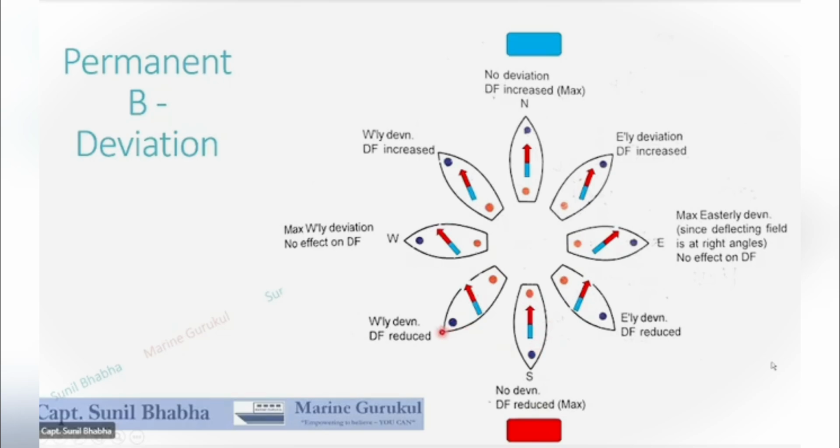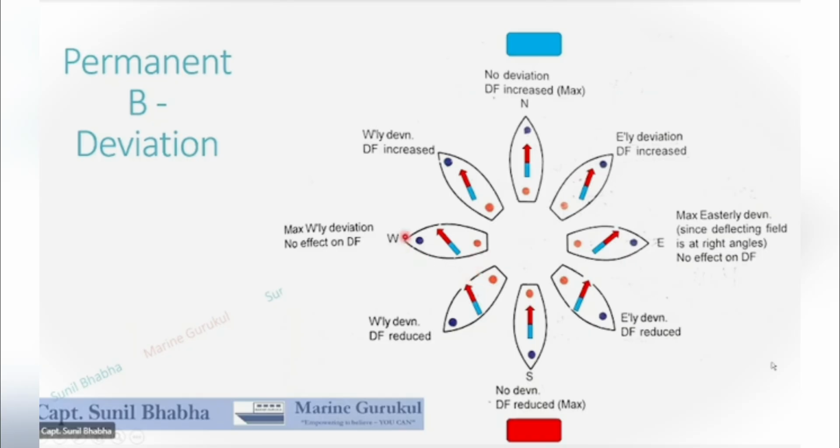When the ship goes on a southwesterly heading, you can now see that the blue pole at the bow repels the blue end of the compass needle. Similarly, the red pole at the stern of the ship repels the red end of the compass needle, generating a westerly deviation.